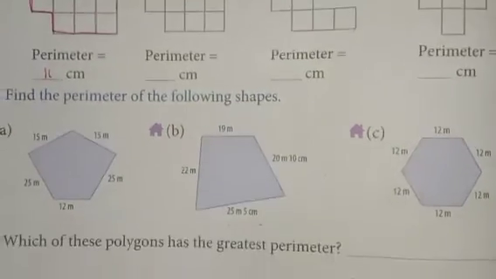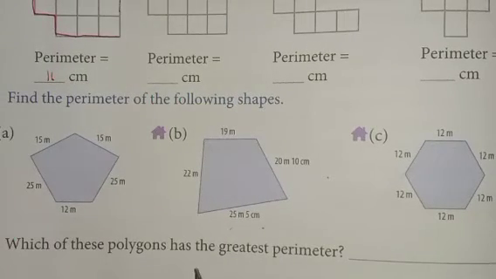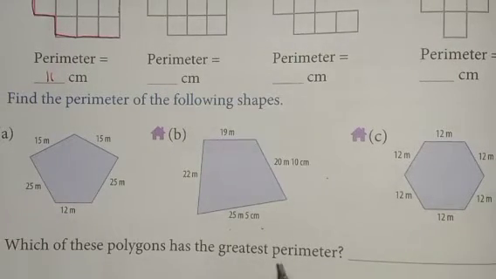Then write which of these polygons has the greatest perimeter. These are polygons. In these polygons, find out which has the greatest perimeter and write the answer A, B or C. So next question.